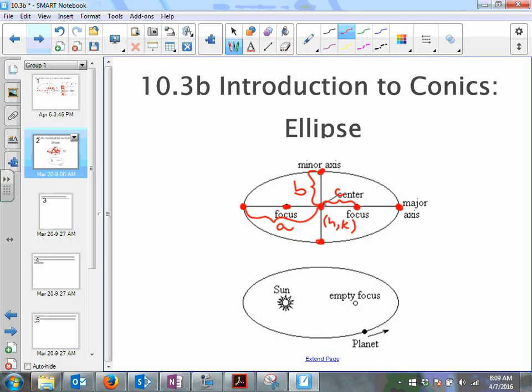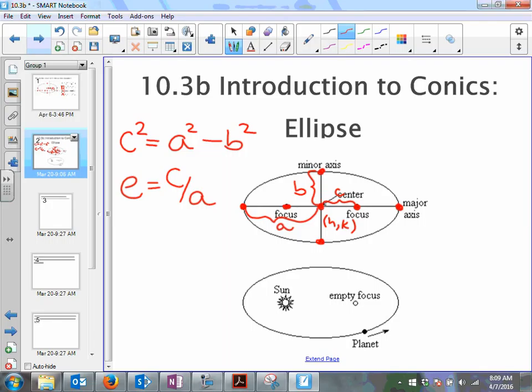Grant, how do we get C if we know A and B? Remember that equation? It was C squared equals A squared minus B squared. Excellent. Michael, how do we calculate eccentricity? B over A. You seem unsure. C over A. Did you look back at your notes? Get some confirmation. Eccentricity is C over A.